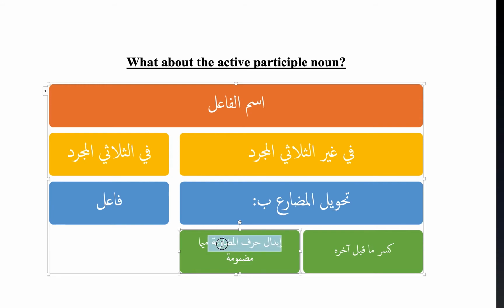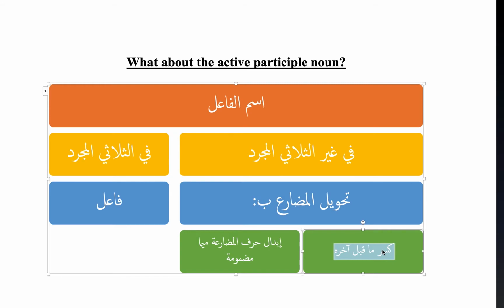إبدال حرف المضارعة ميما مضمومة. We change the حرف المضارعة, whether it be the همزة, the نون, the ياء, or the تاء, into a meem that carries a ضمة. And we give the penultimate letter a كسرة. كسر ما قبل آخره. For example, دحرجة. دحرجة is a فعل رباعي مجرد.